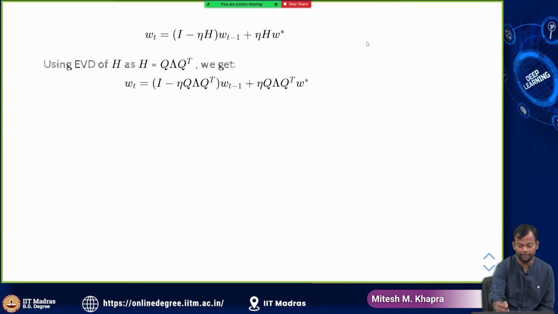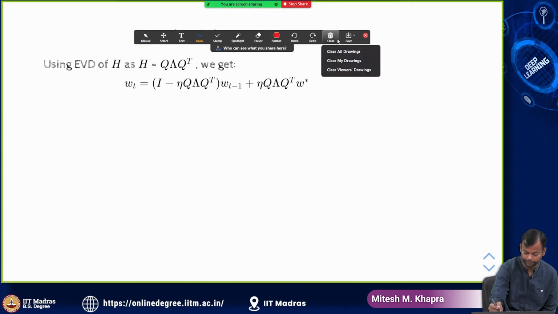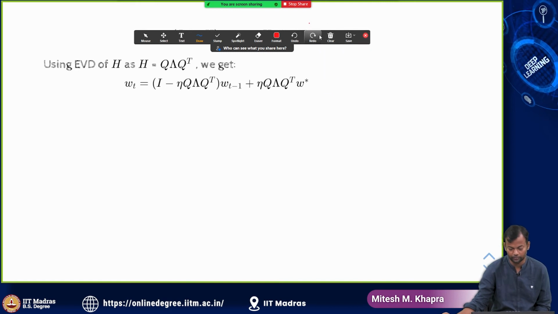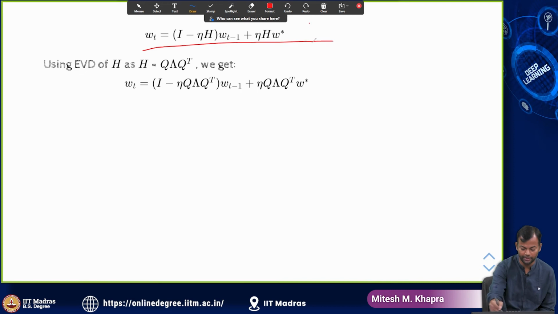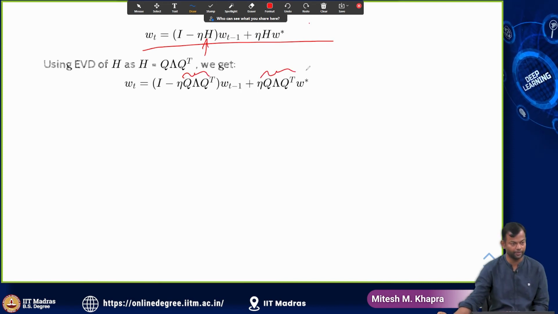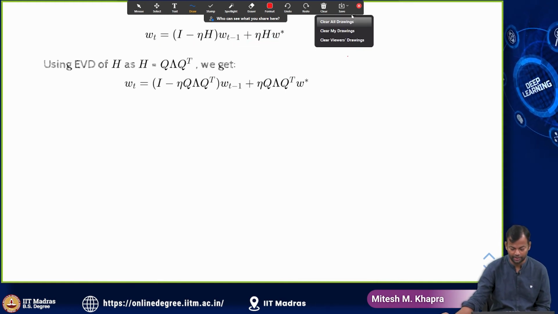And now in the previous equation, I'm just going to substitute in this equation. Wherever I see H, I'm going to substitute it by Q lambda Q transpose. Okay, and again I'm just going to rearrange the terms a bit.